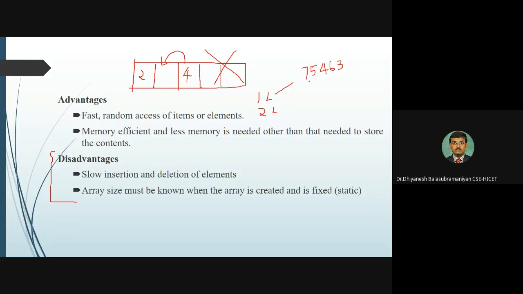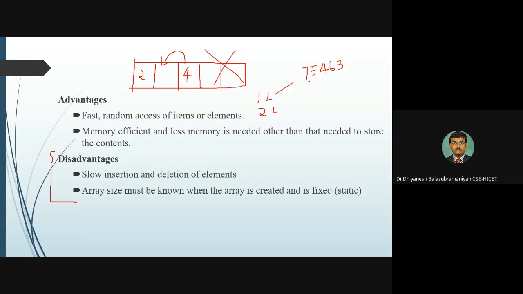And the next one is that the size is fixed. This is static allocation. Static means we are fixing the size, so we can't change the size at any time. That is a major problem. If you're using an array, you need to know the size exactly.